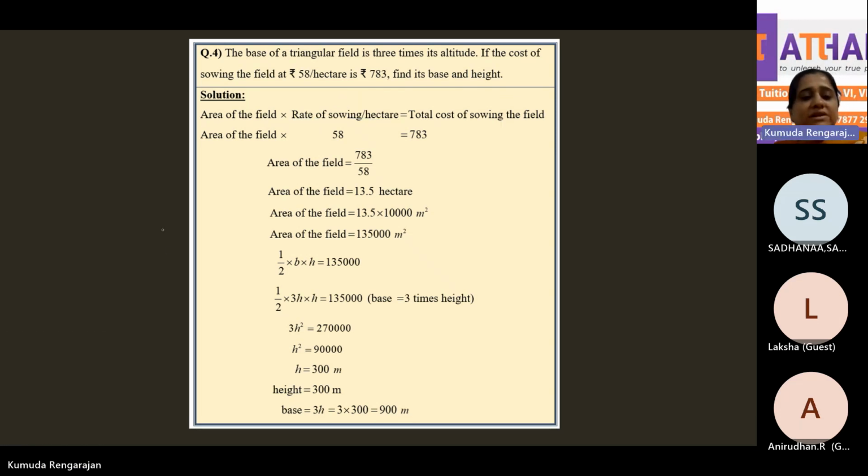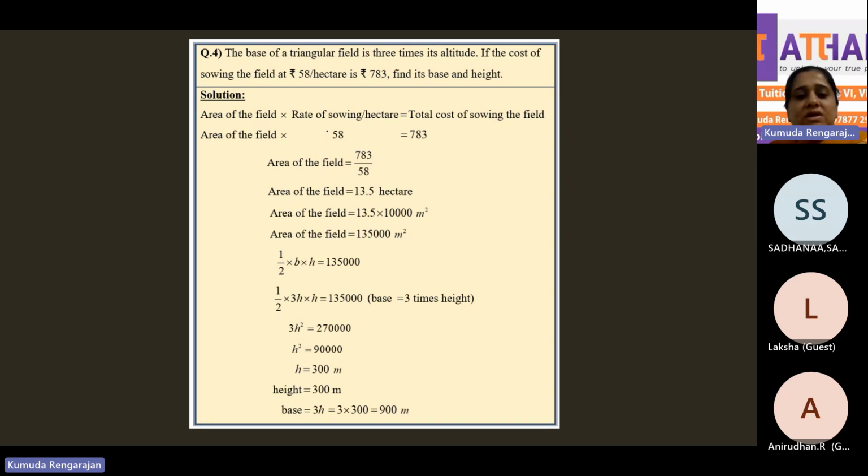Okay, so I've written that first. Area of the field into rate of sowing is equal to total cost. Area of the field we don't know, into the rate, which is 58 rupees, is the total cost, 783. So the area of the field will be equal to 783 divided by 58. Multiplied by 58 becomes divided by 58 on the other side. So when you divide, you get 13.5 hectares.